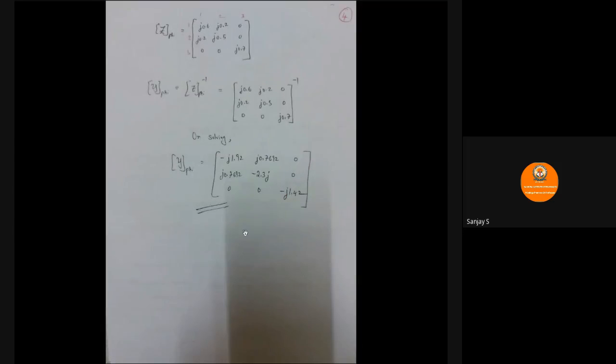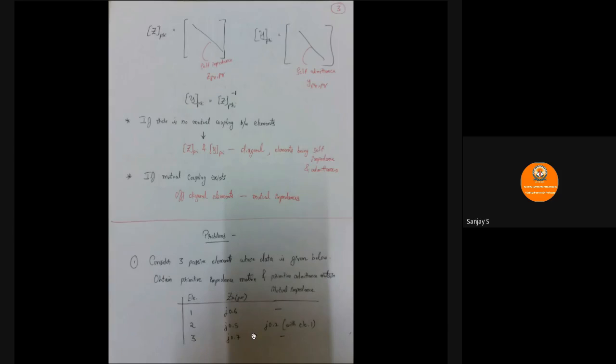Then check where the mutual coupling is existing. Mutual coupling is existing between element 2 and element 1. So Z12 and Z21 will be this value J.2. Remaining elements are zeros. This is how we write the Z primitive matrix.